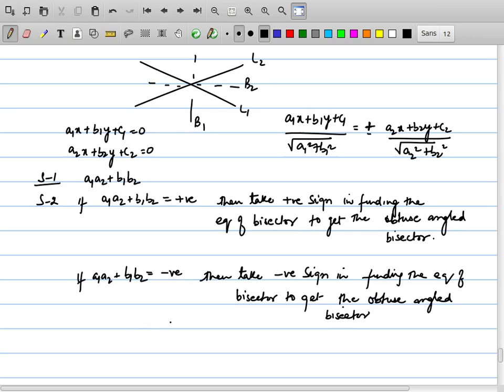Now if A1 A2 plus B1 B2 is 0, then obviously the lines are perpendicular to each other, and therefore there is no case of obtuse or acute angled bisector.